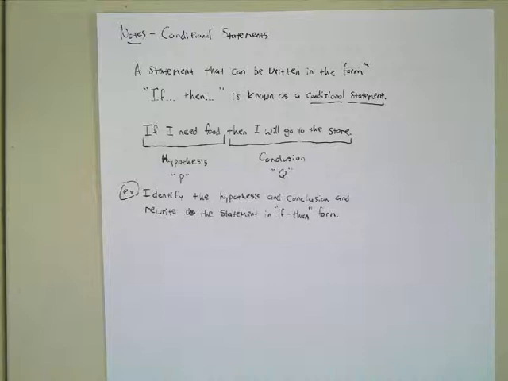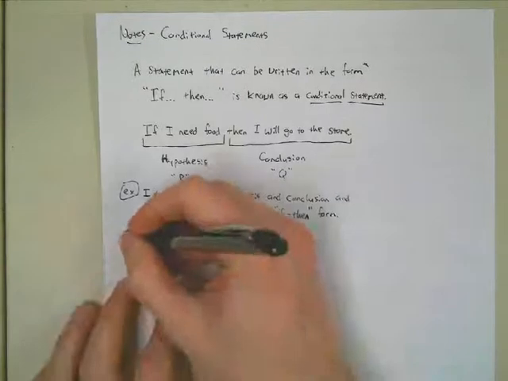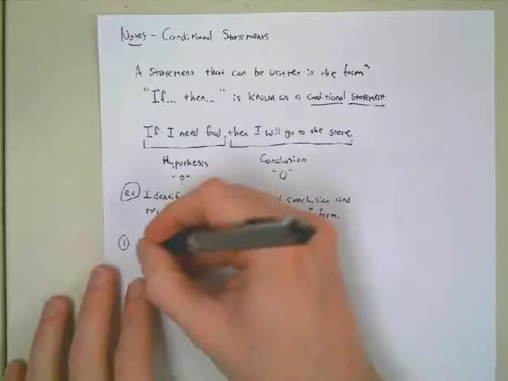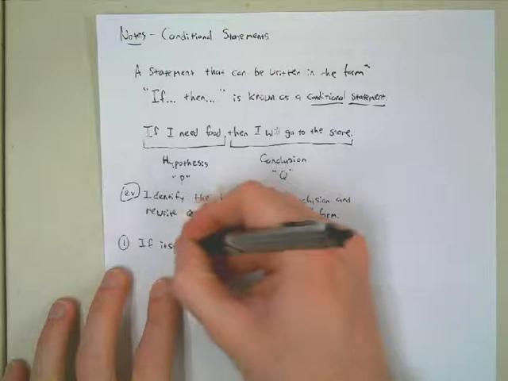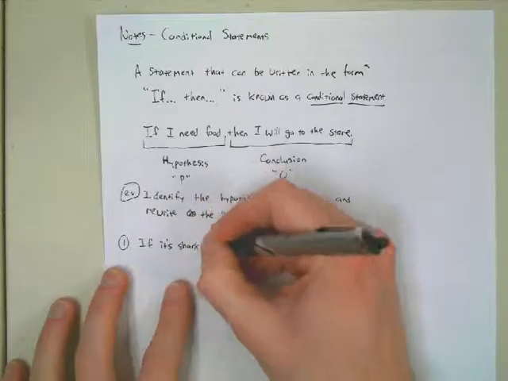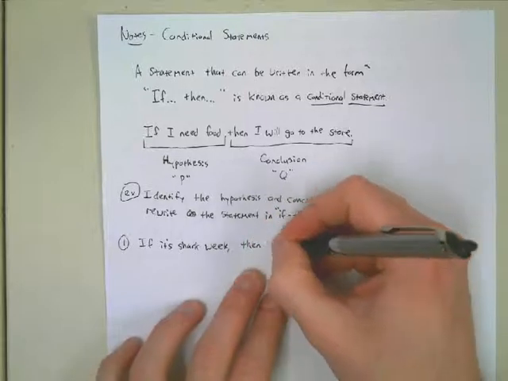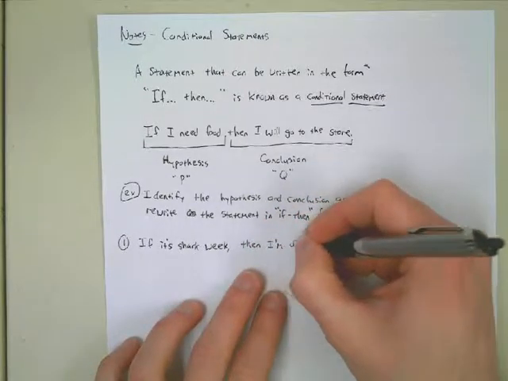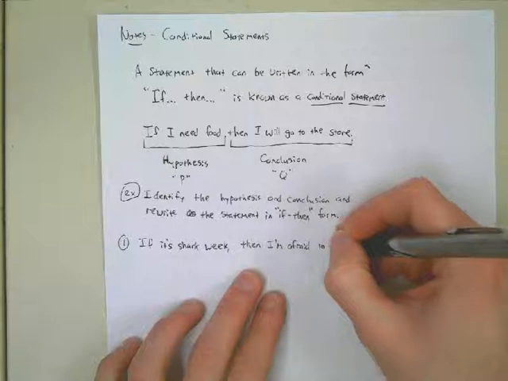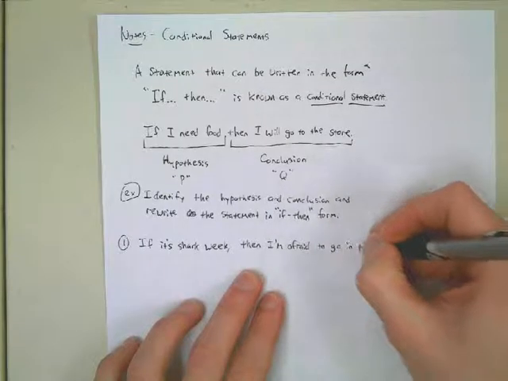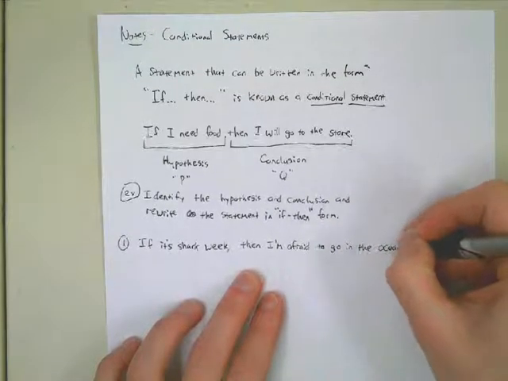Obviously the hypothesis is the part that follows the if, and the conclusion is the part that follows the then. Let's start with our first sentence, sentence number 1. If it's Shark Week, then I'm afraid to go in the ocean. That'll be our first statement there.